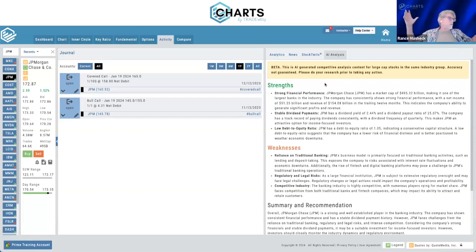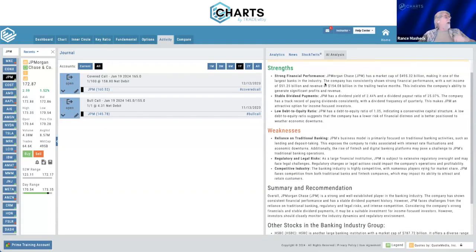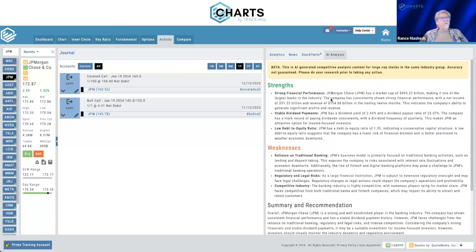Because what we're doing is sending about 80 data points for all the large and mega cap stocks over to the AI engine, having it do an analysis of this stock in comparison to those other stocks, and it comes up with the analysis.